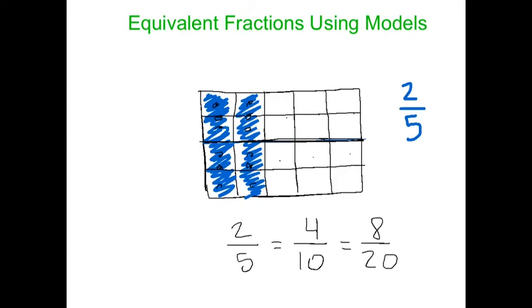Exactly. And they should notice the shading stayed the same. We started with the original model, which was in fifths, and all you did was break that up into smaller pieces. So there you go. Equivalent fractions using models.